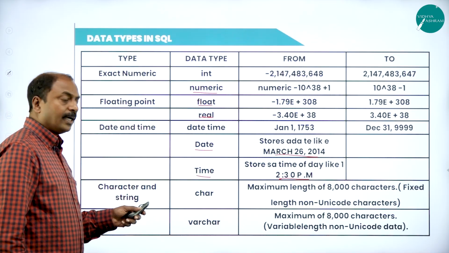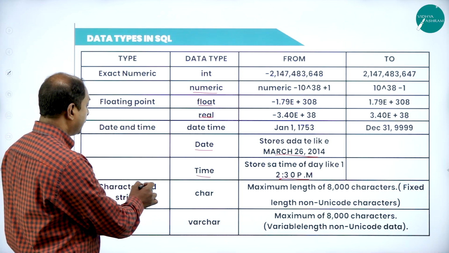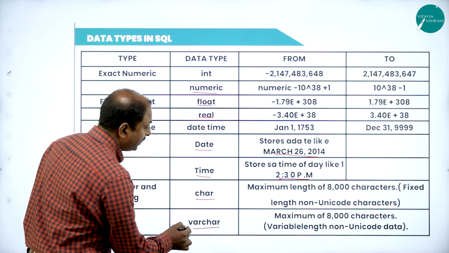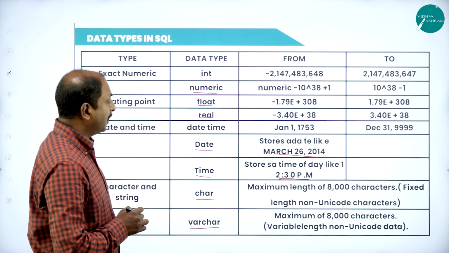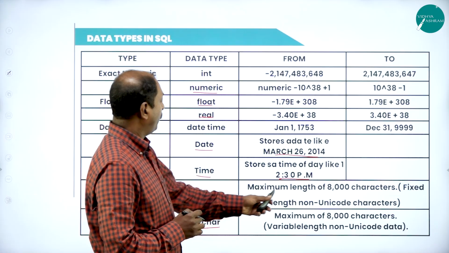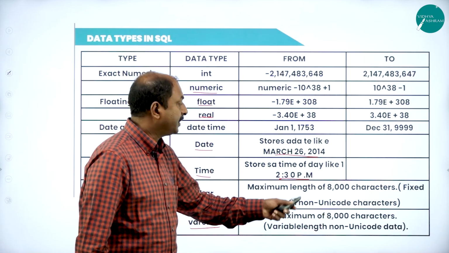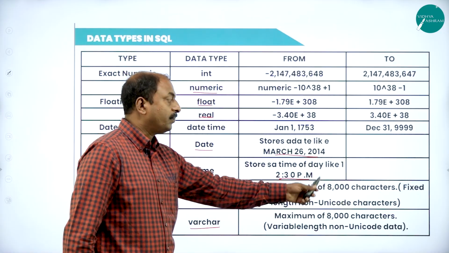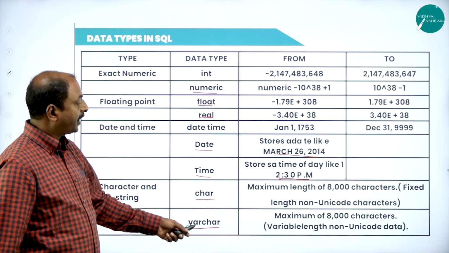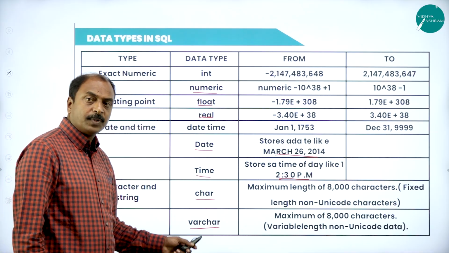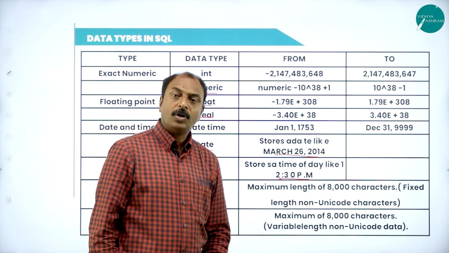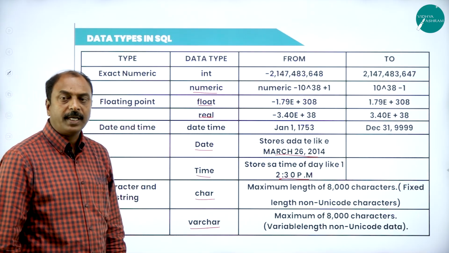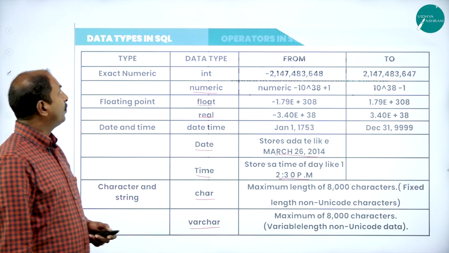Next one is character and string data type. For character and string, we are using char, which is a character, and varchar is another data type. So character is used to store a group of characters or even a single character, and this is the specification or size of a character data type. And varchar is again a data type to store strings or groups of characters. So these are all different data types we can make use of in SQL commands. Now let us move on to the next slide.